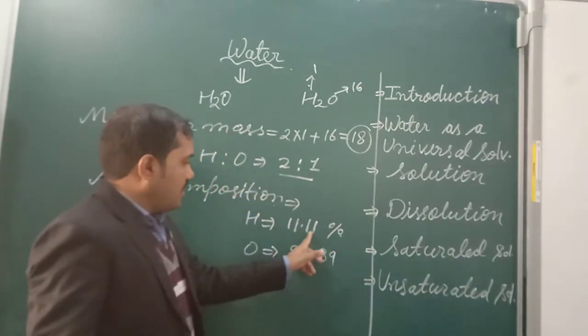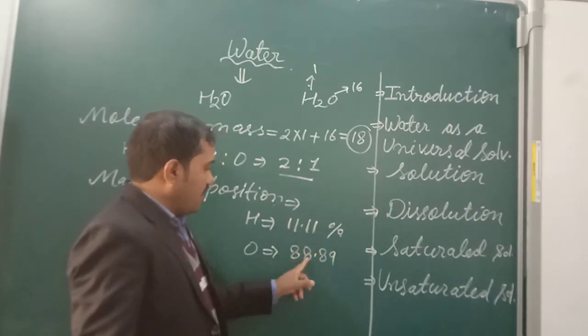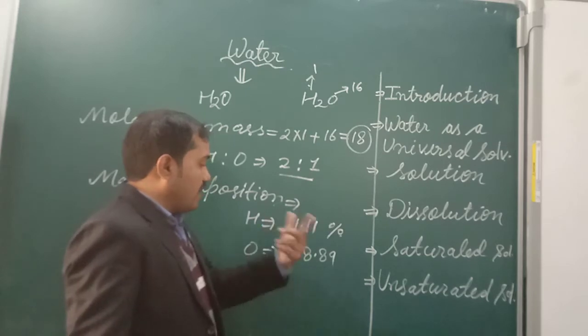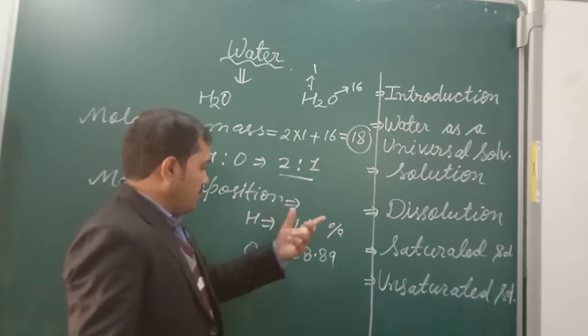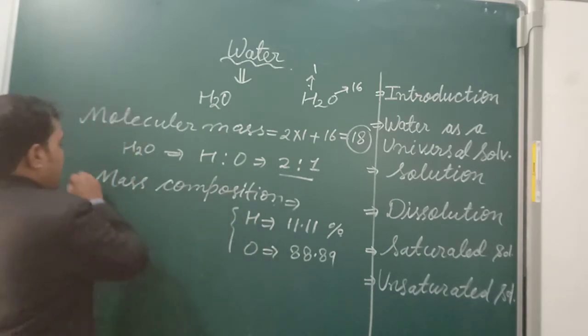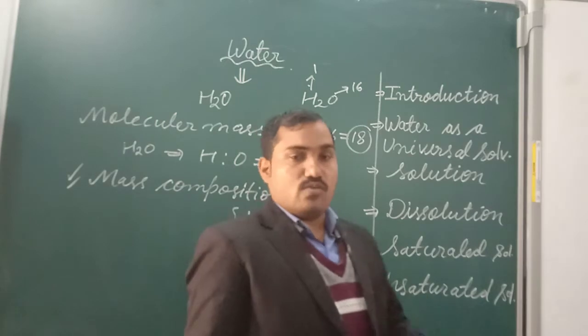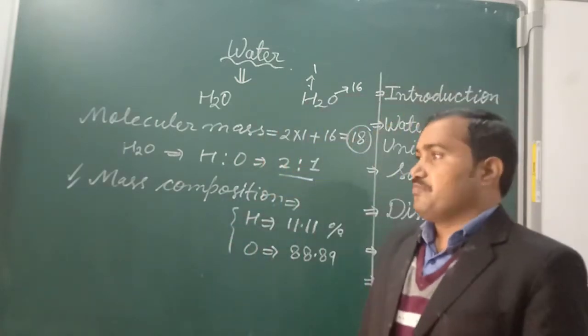89%. Add it: 9 plus 1 is 10, and 9 plus 1 is 10, 1 carry, 8 and 1 is 9, 1 is 10, and 8 and 9 is 100. Okay, so this is the mass composition of hydrogen and oxygen present in the water molecule.